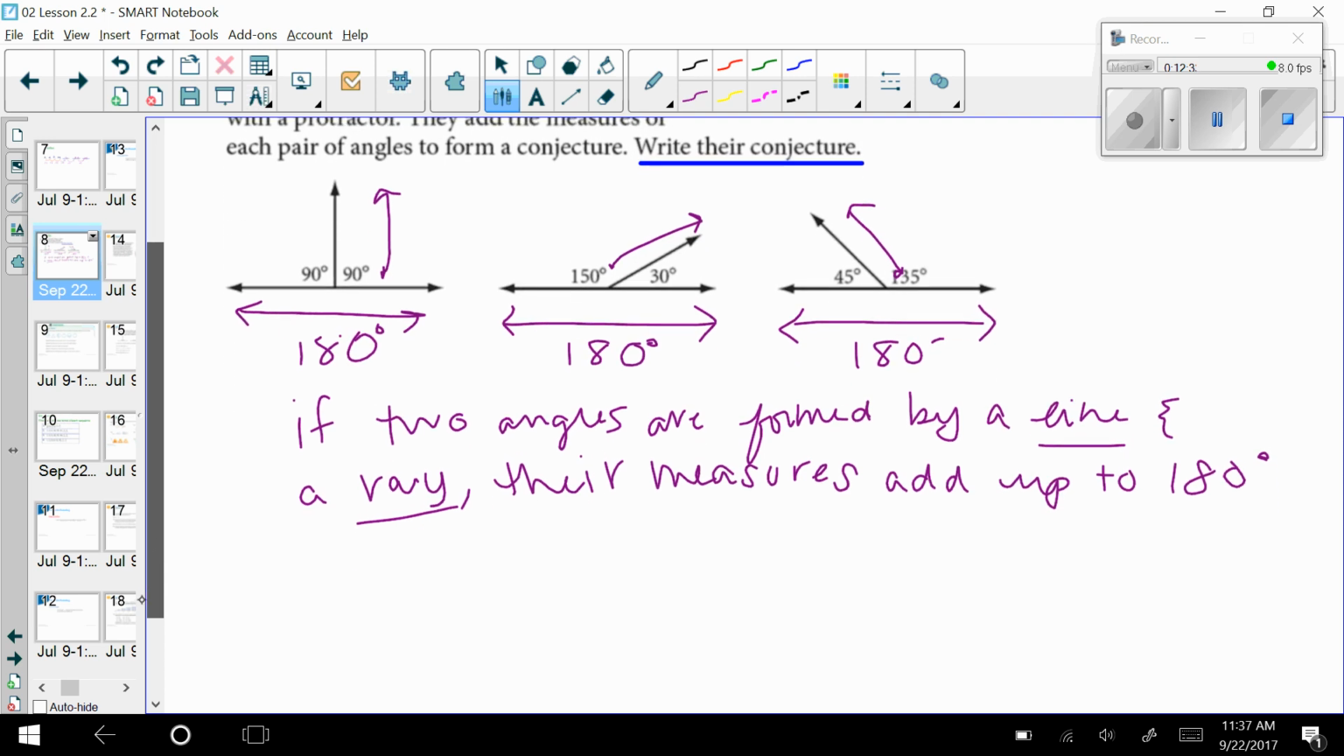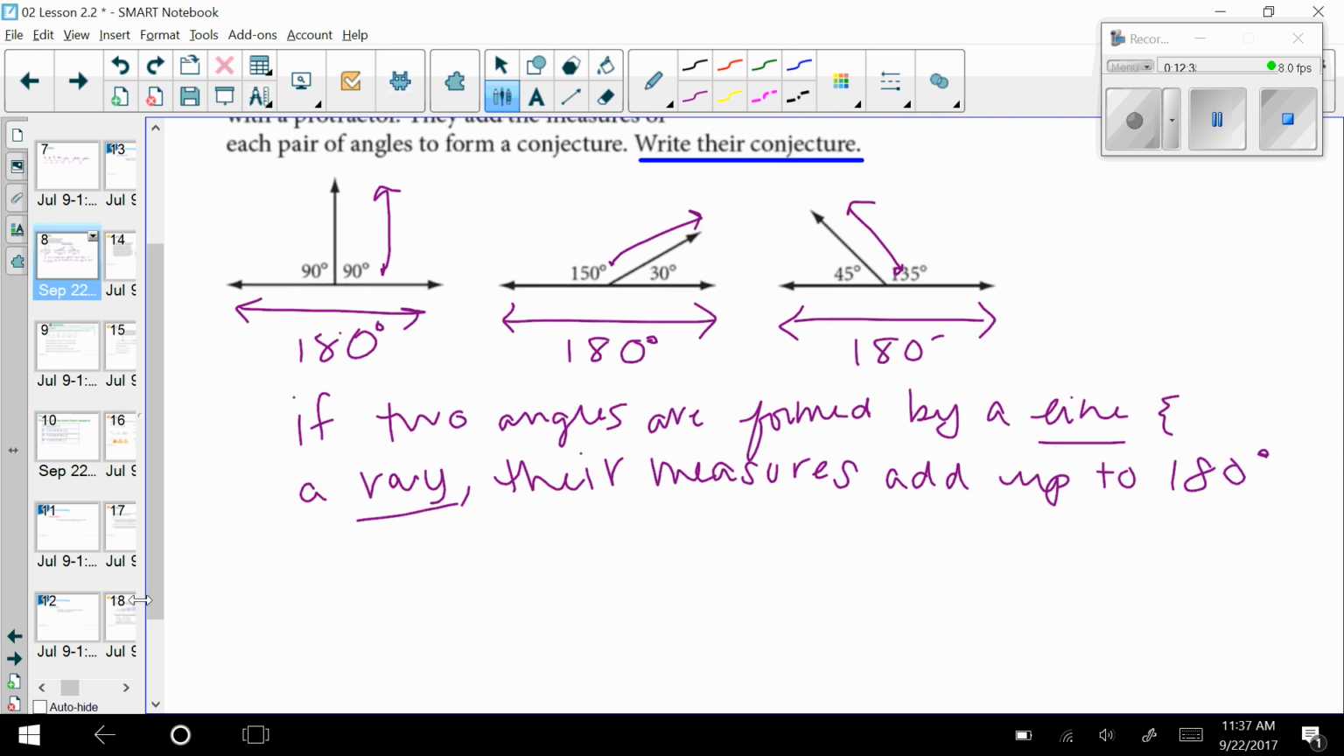So we already know a couple things about two angles that add up to 180. So we could also say if two angles are formed by a line and a ray, then they are a linear pair or they are supplementary.